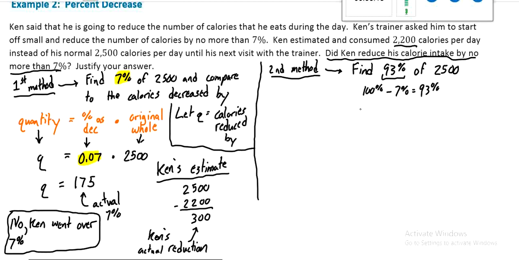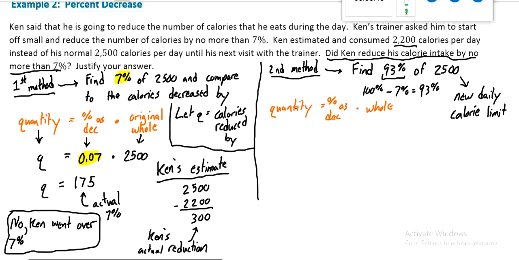And what will that actually give us? So once we find 93% of 2,500, that will give us the new daily calorie limit, meaning that limit is 7% lower than what he currently has. So to do this is a little quicker.